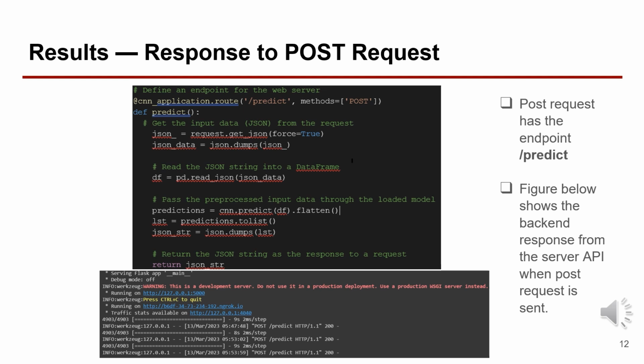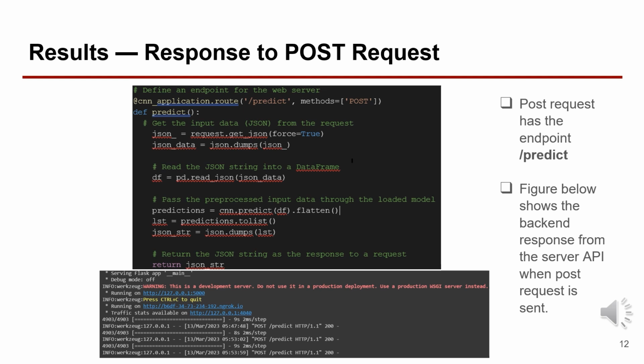As you can see in this slide, the first figure shows our coding and what our server is supposed to do for a POST request. The POST request has the endpoint /predict, which you can see in the second line, and the code inside shows how the JSON is being made, and then the machine learning model is applied, and the predictions are converted back to JSON and returned in the last step.